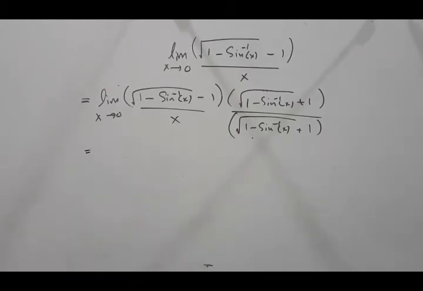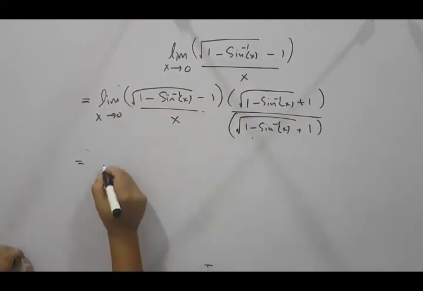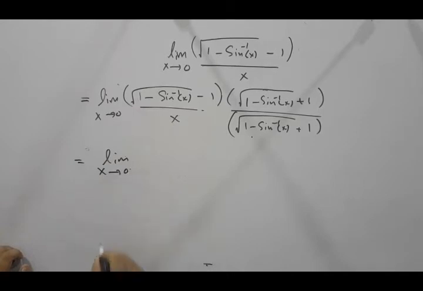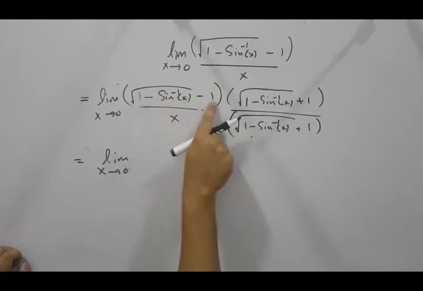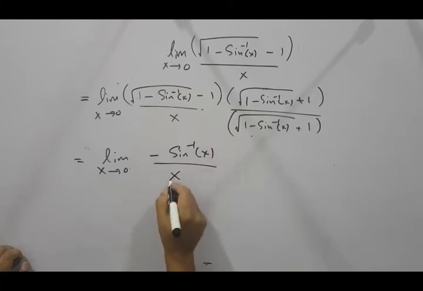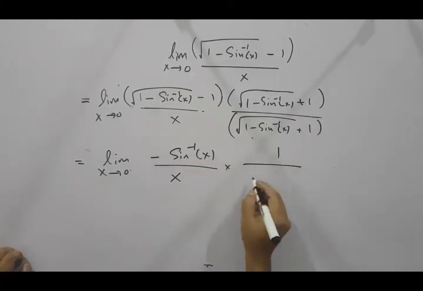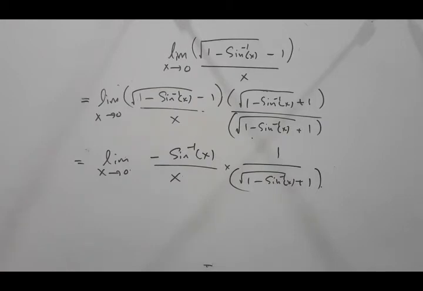Okay, so next thing would be multiply these two, then you can remove the square root and you are left with, still carrying the limit, 1 minus sine inverse of x minus 1. 1 cancels out minus 1, you are left with minus sine inverse of x divided by x. In addition to this, you have this expression square root of 1 minus sine inverse of x plus 1. Okay. So along the steps, if you find a product or a function that can be evaluated, then you have to apply the limit. Right.